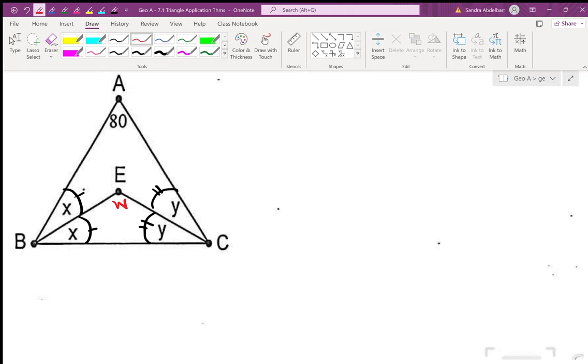All right, well, looking where W is, I have triangle BEC. Do you all see triangle BEC? And we have X plus Y plus W has to equal what number? 180. I'm going to write that out. But is there any way to find what just W equals? There's no way. So I'm going to try to look further.